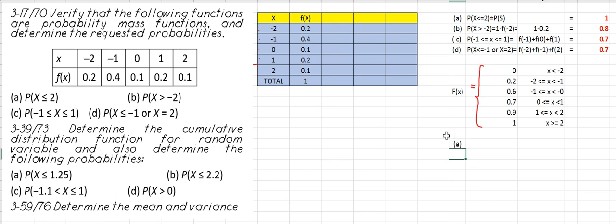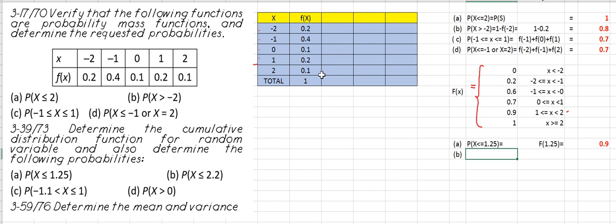For letter A, we're looking for the probability that x is less than or equal to 1.25. So this is equal to f of 1.25. Where does 1.25 fall? 1.25 is here. So f of 1.25 is 0.9. Less than or equal to 1.25 are all values except 2, so that would also be equal to 1 minus 0.1. Correct.